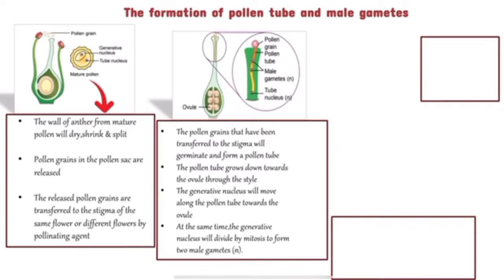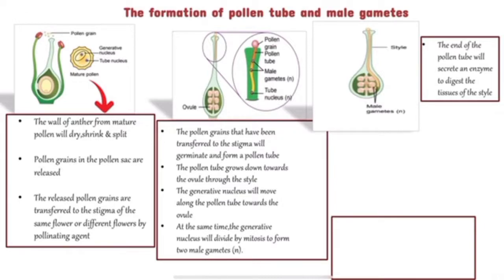Okay, let's see here the mature pollen. The mature pollen consists of generative nucleus and also tube nucleus. So, first of all, the tube nucleus will lead the formation of pollen tube. After that, at the same time, the generative nucleus will divide into two male gametes, so there is no generative nucleus.